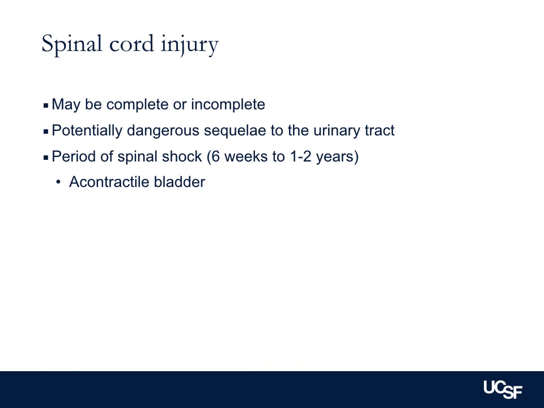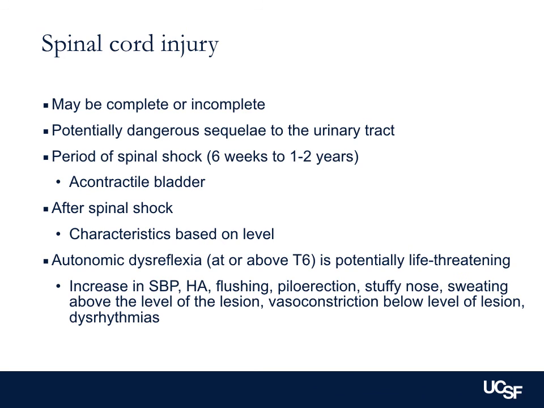They were just in a motor vehicle accident, had an injury, and they're in urinary retention. So after the retention resolves with the period of spinal shock, you have characteristics based on the level of the injury that we talked about before. For example, if you have a thoracic injury, you would most likely have detrusor overactivity and symptoms related to that.